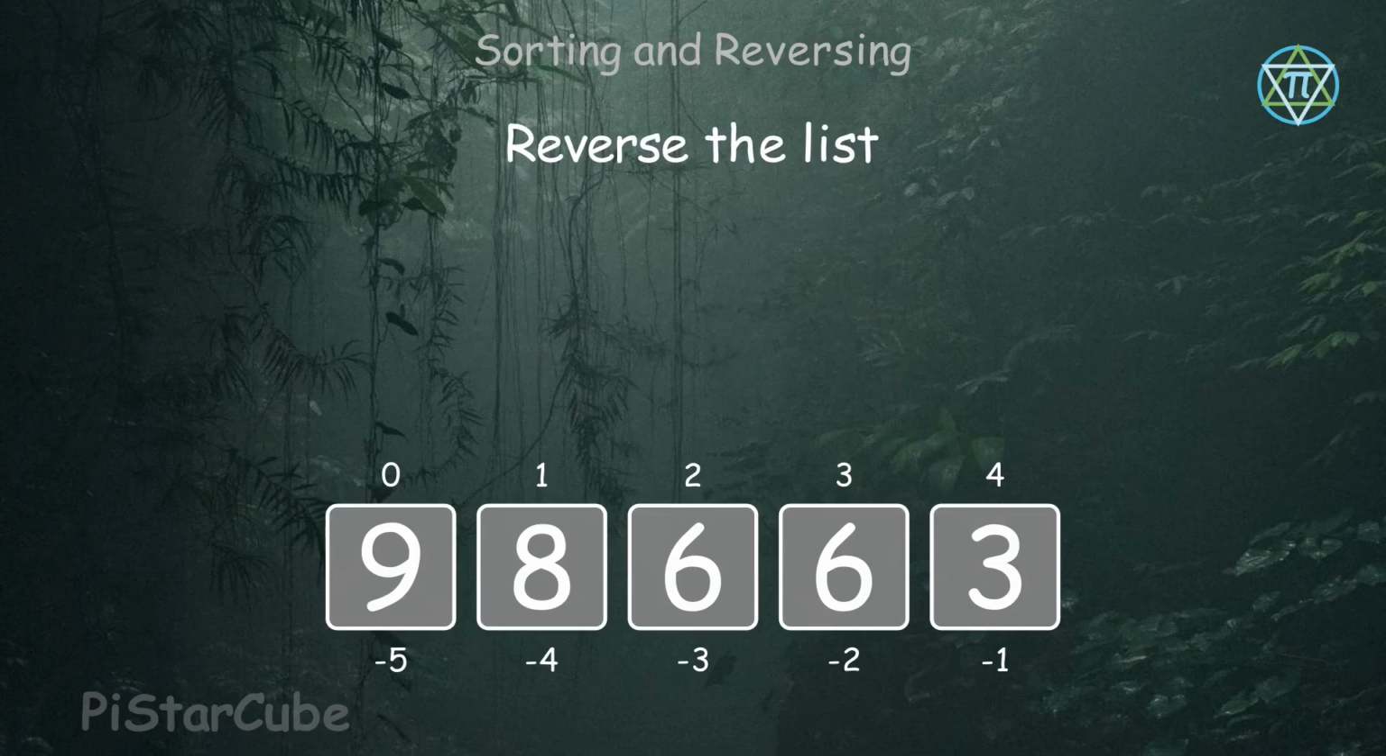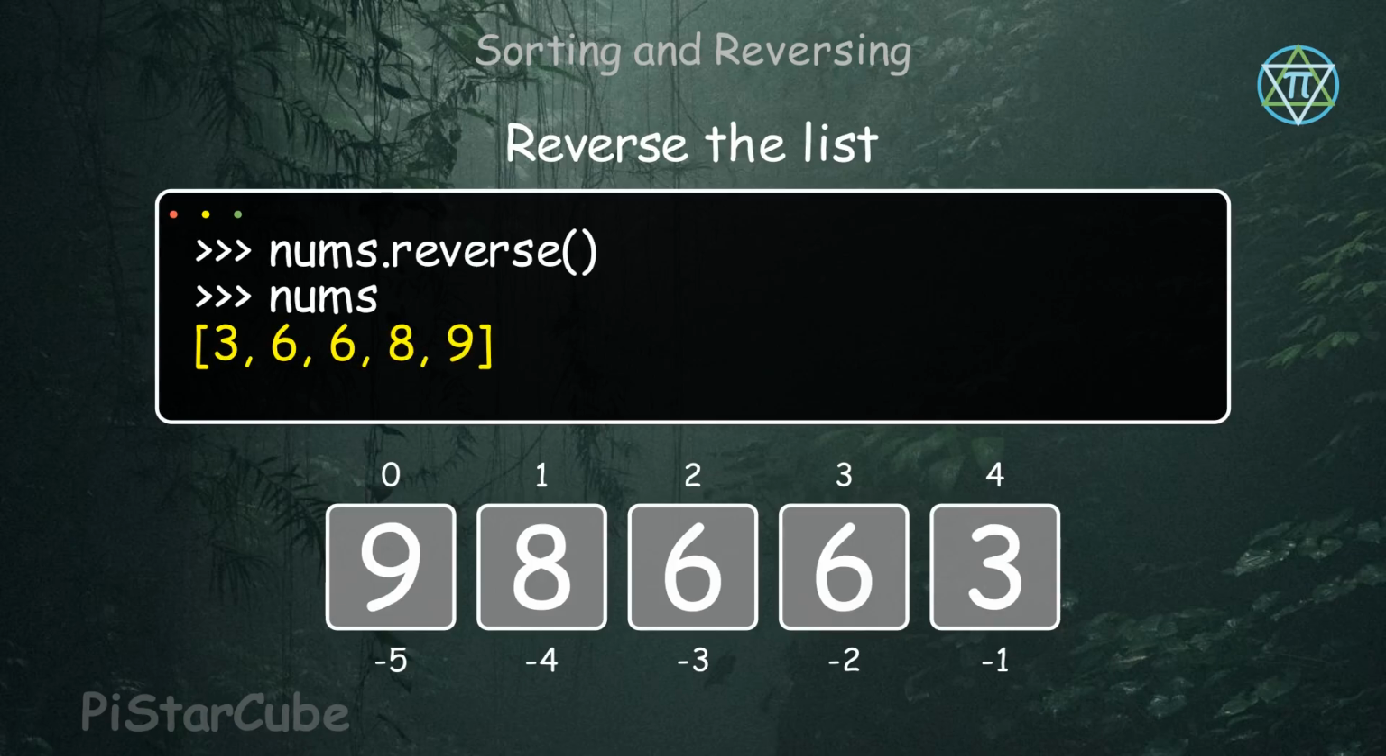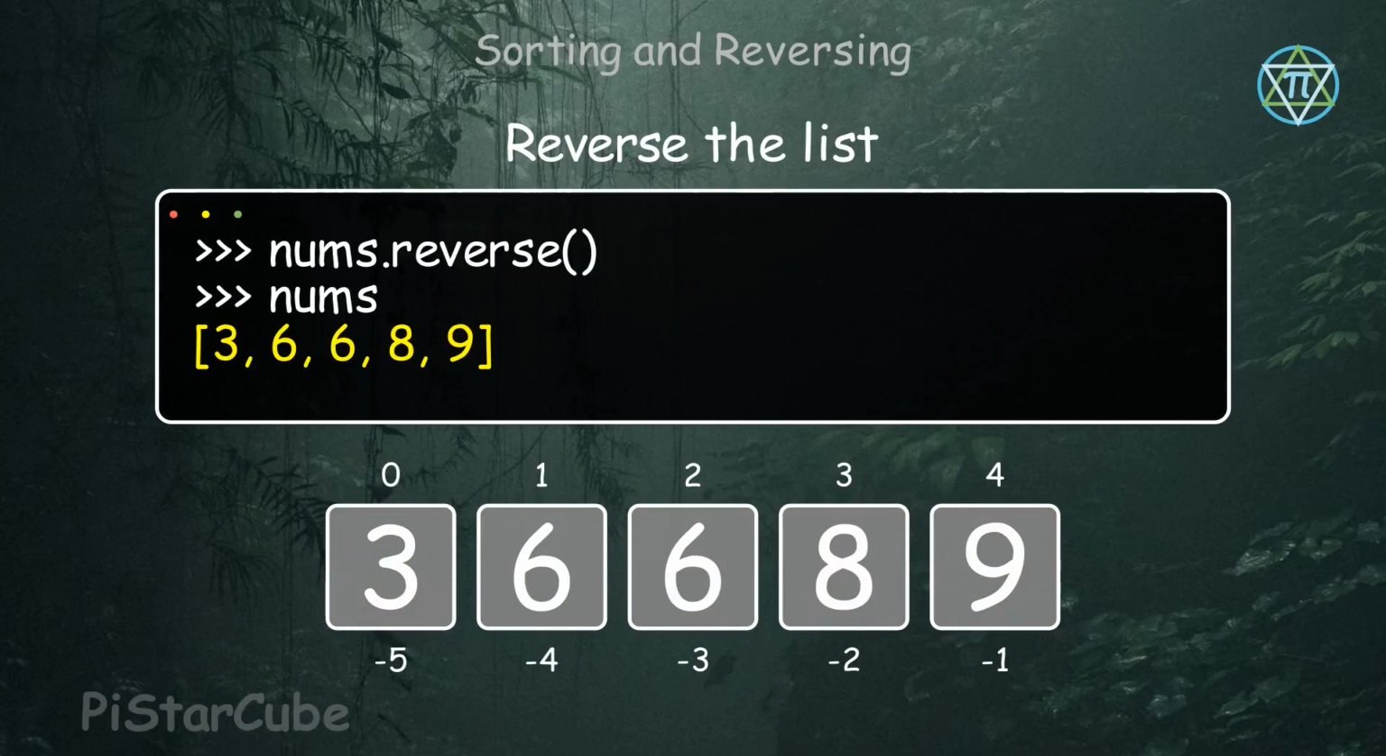Finally, to reverse the order of elements, we use the reverse method, that is nums.reverse. This flips the list from end to start. The updated list becomes 3, 6, 6, 8, 9. It's a simple way to reverse the current order of items in place.